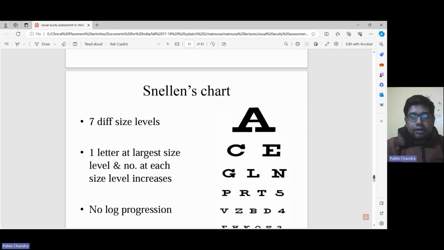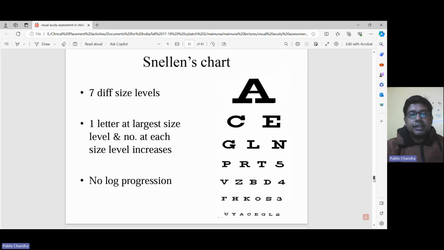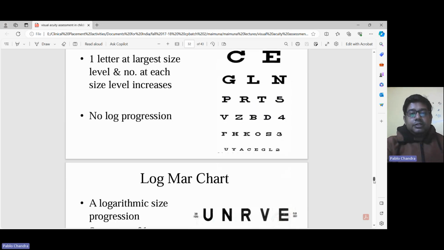We can do the Snellen chart. I already told you there are several different size letters. One large letter of the largest size is there, and each line's letter size decreases in logarithmic progression, slowly going down. We have to find out which letter is there. The lines are 6 by 60, 6 by 36, 6 by 24, 6 by 18, 6 by 12, 6 by 9, 6 by 6. So we can identify where the letters are and which letter it is.